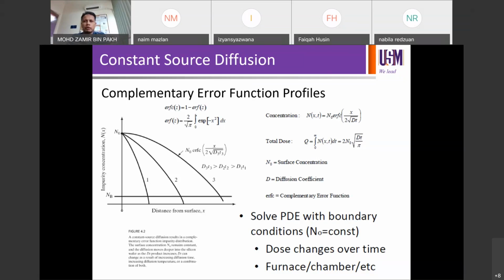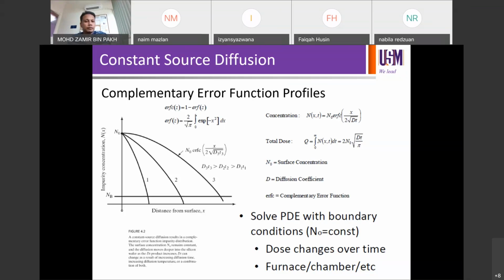Going longer throughout the process, or increasing the value of your Dt, diffusivity times process duration, you're going to have your profile moving into the silicon, but without changing the value of your N naught throughout the process. So you will see your N naught stay constant, even though you vary your process duration, or indirectly increase your Dt value.